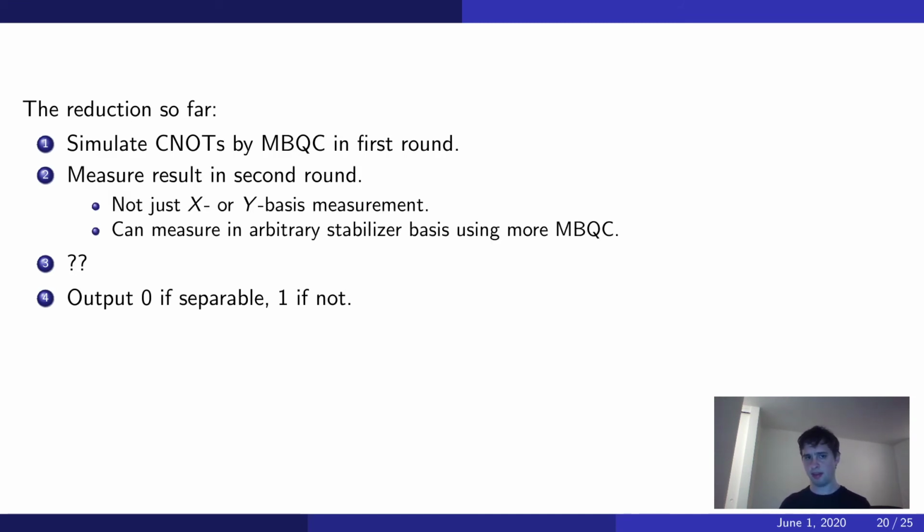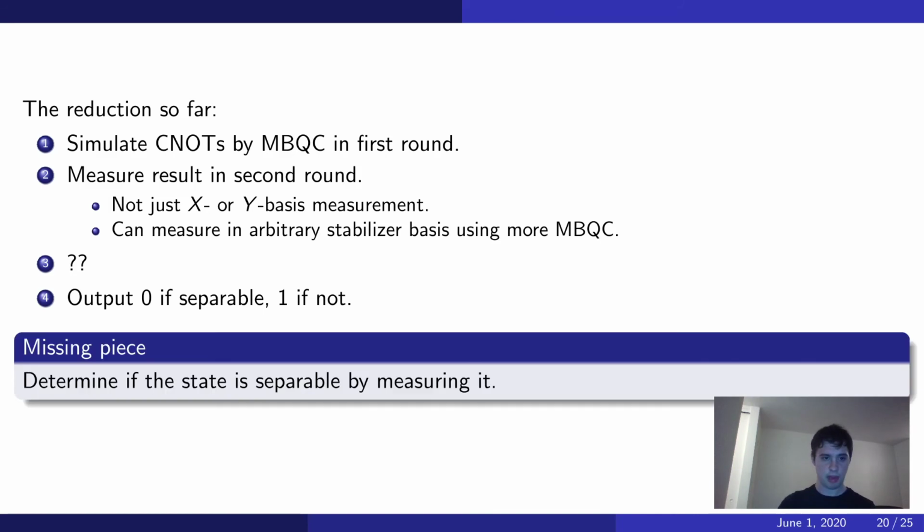Now I should point out that in the second round, where we're measuring those last few qubits, we're not just restricted to X and Y basis measurements. We can do a sort of mini MBQC round there and get arbitrary stabilizer basis measurements.